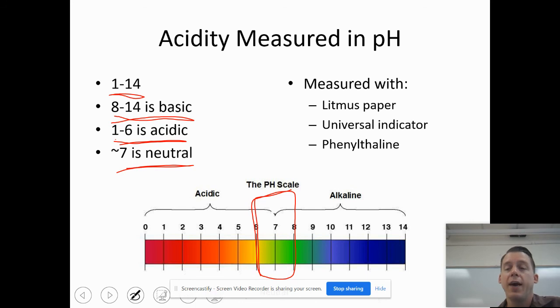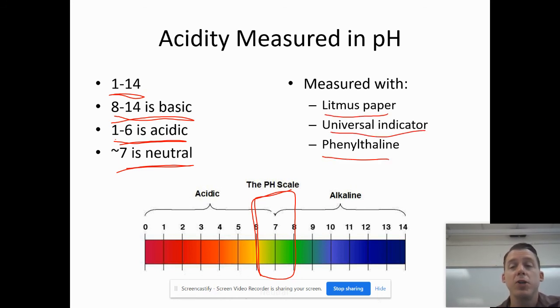Living things usually have a preferred pH. Most living things like to be around a 7. So if we get too acidic or basic, that's a problem. And we can measure the pH with a number of different things that you may remember from chemistry. We won't get into that too much right now.